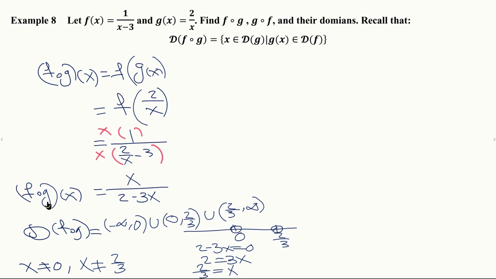So when you want to find the domain of f circle g, yeah, look at the expression for f circle g, exclude any numbers that are problematic, but also look at the domain of g and make sure that you're not including any numbers that are not in the domain of g, okay? All right, we'll look at g circle f now.